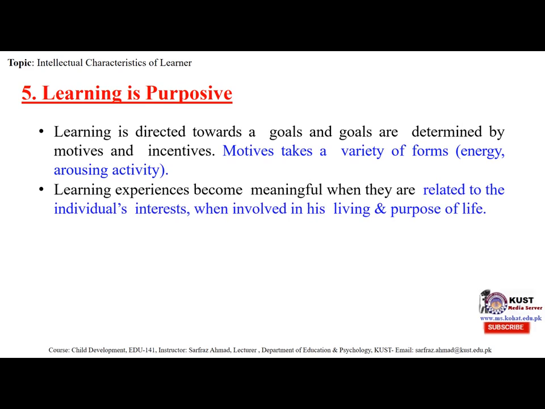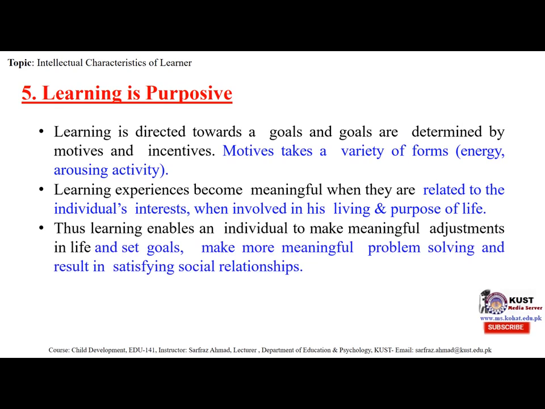Learning experiences become meaningful when they are related to the individual's interest, when involved in his living or purpose of life. So learning becomes meaningful when the things are related to the individual's interest. If individuals are taking interest in certain things and you are also giving that thing to the students, then this would be more purposive and more beneficial for those students.